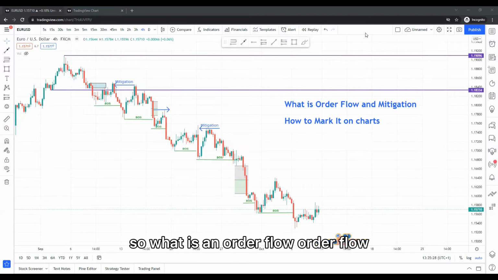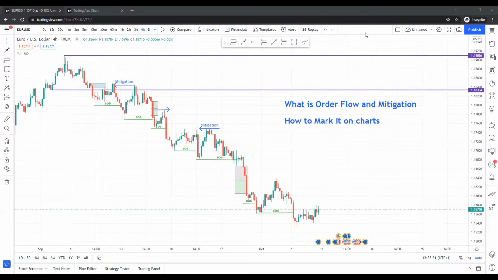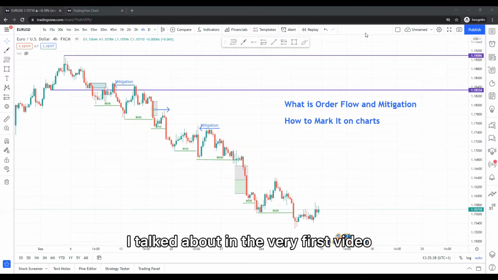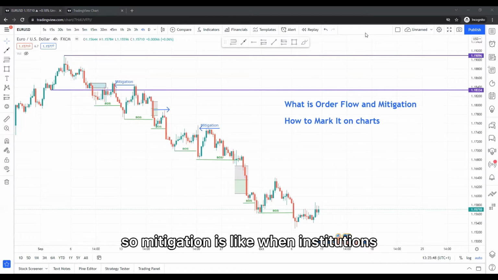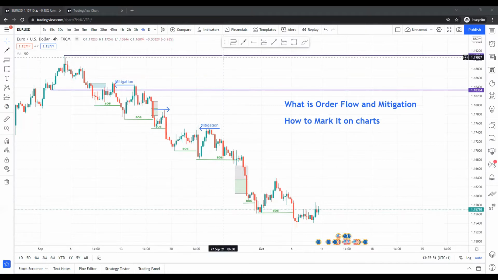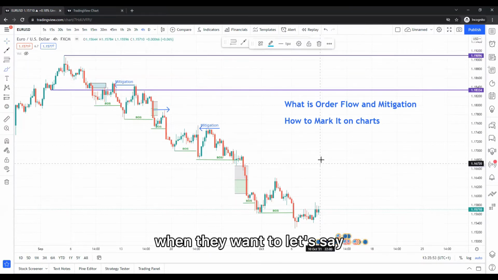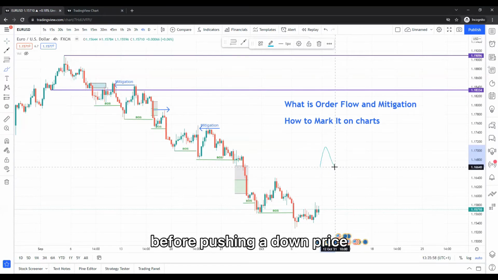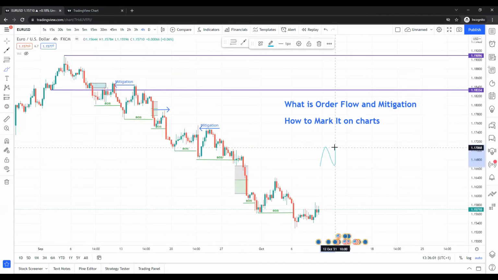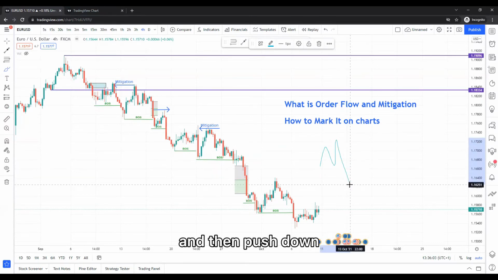So what is order flow and mitigation? Let's talk about mitigation first. I talked about it in the very first video, but I will summarize it. Mitigation is when institutions want to push the price down. Before pushing the price down, they will move up first, and then push down.